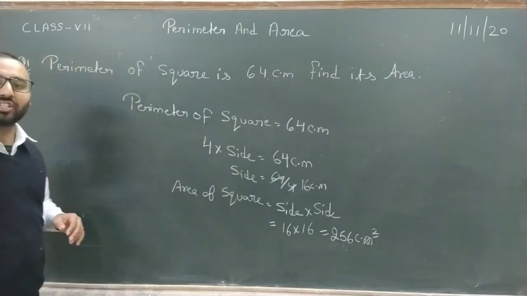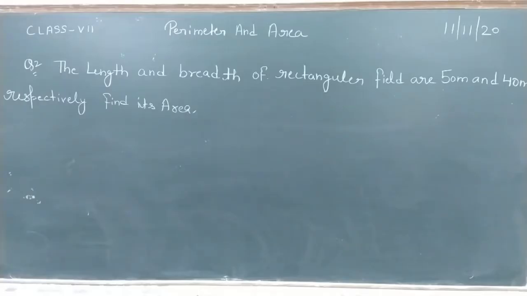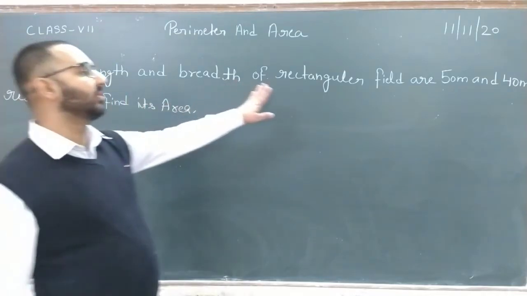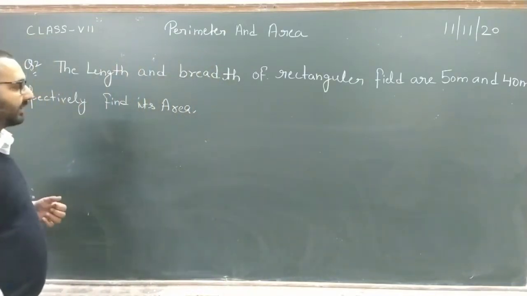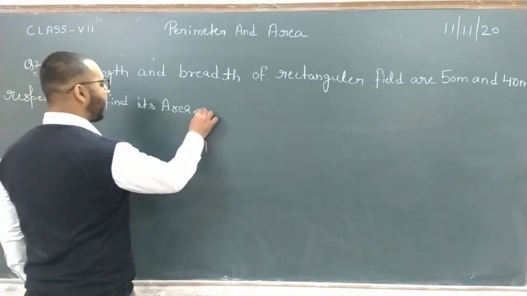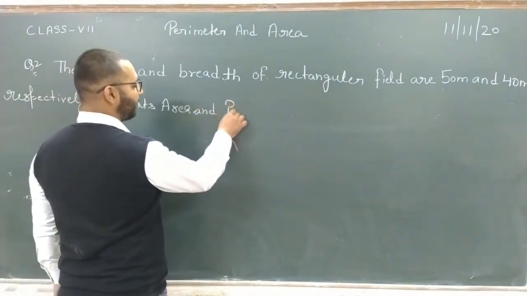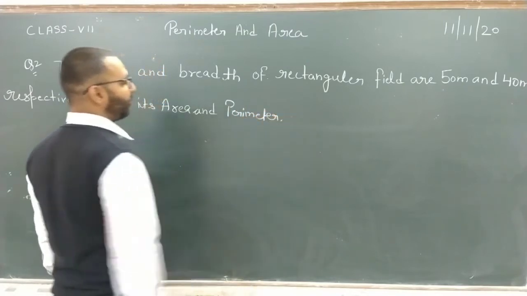I hope this question is clear to everyone. Now let us discuss the next question, and here it's given the length and breadth of a rectangular field are 50 meter and 40 meter respectively. Find its area. Let me increase the question, and perimeter. So what is given to me?